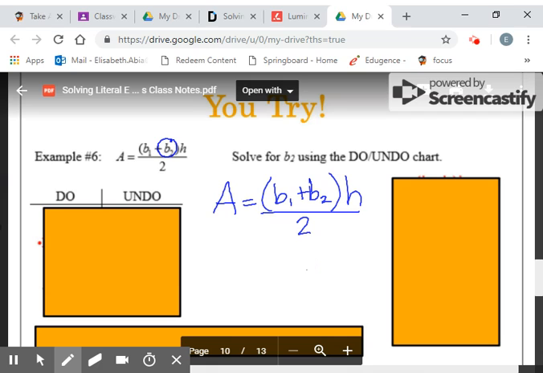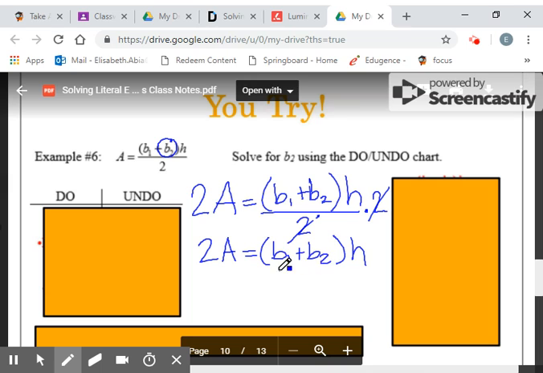So I see this dividing by 2 right here, and I want to get rid of that first. So instead of dividing by 2, I'm going to multiply both sides by 2. Those cancel. Now multiply the area by 2. So our new equation is 2a equals base 1 plus base 2 times the height. Still not done. Now let's get rid of this h.